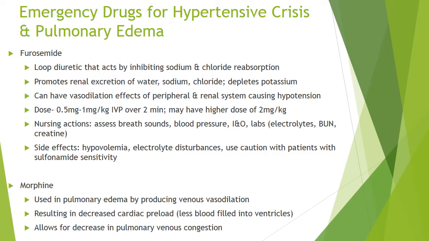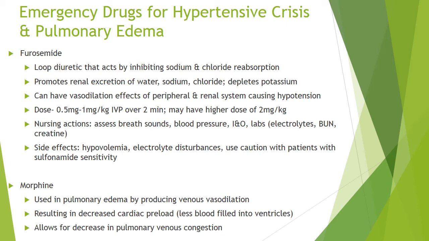Furosemide is a common medication that we give to patients that are experiencing heart failure and pulmonary edema. It's a loop diuretic that acts by inhibiting sodium and chloride reabsorption. It promotes renal excretion of water, sodium, and chloride, as well as depletes potassium. It can cause hypotension because of its vasodilative effects on our peripheral and renal system.